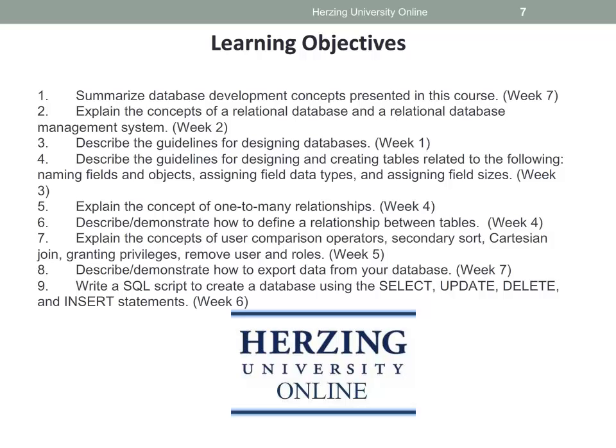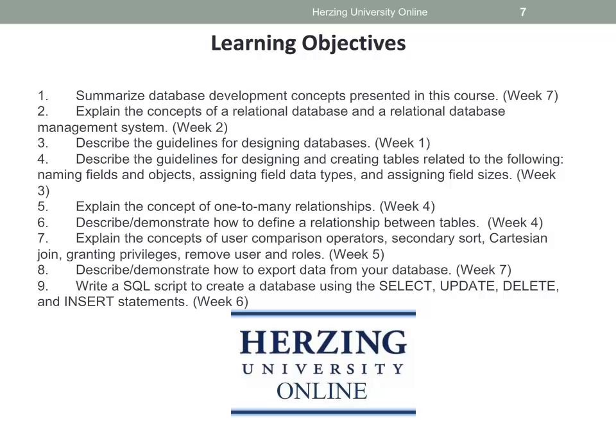We're going to learn a lot through this course, but here's a preview of the learning objectives. We're going to summarize database development concepts presented in this course. We're going to explain the concepts of relational database and relational database management system. We'll describe the guidelines for designing databases, describe the guidelines for designing and creating tables related to the following, such as naming tables and objects, assigning data field types, and assigning field sizes. We're going to explain the concept of one-to-many relationships. We're going to describe and demonstrate how to define relationships between tables.